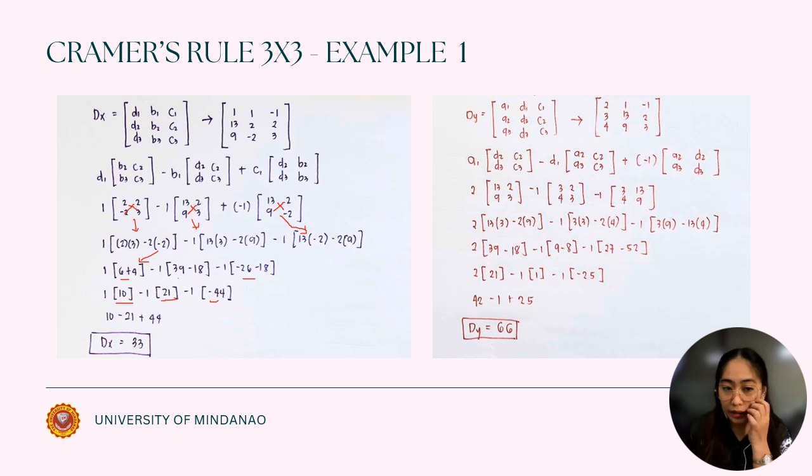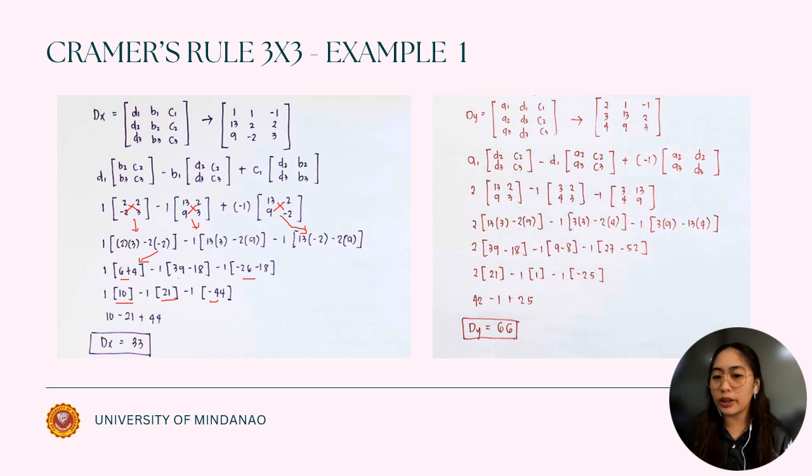So we will multiply them. 10 times 1 is 10. 21 times negative 1 is negative 21. Negative 1 times negative 44 is positive 44. So 10 minus 21 plus 44 is just equal to 33, which is our D sub x.